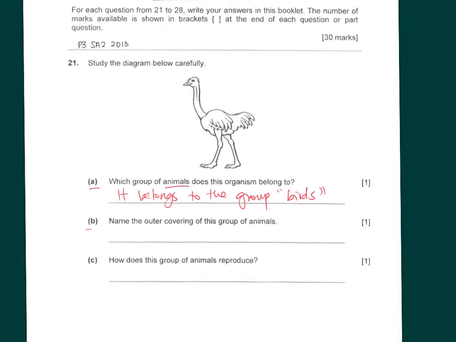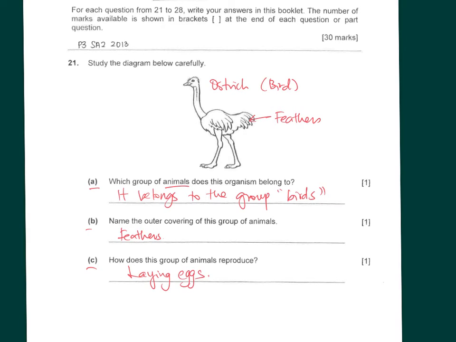Part B. Name the outer covering of this group of animals. Okay, this is an ostrich. It is a bird. So the outer covering for birds are feathers. Part C. How does this group of animals reproduce? It reproduces by laying eggs.